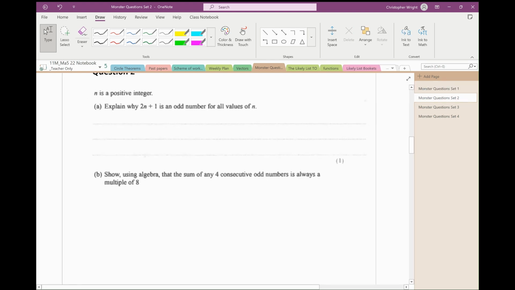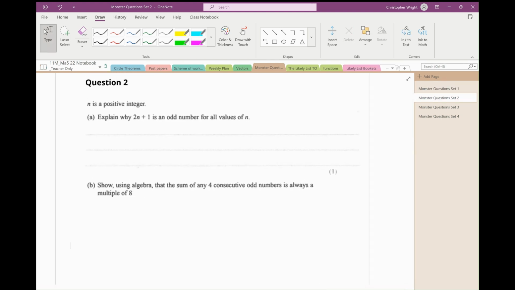Question 2. n is a positive integer. Explain why 2n plus 1 is an odd number for all values of n. Well, if n is a positive integer, then 2n is even, as it's a multiple of 2, which means that 2n plus 1 is odd.